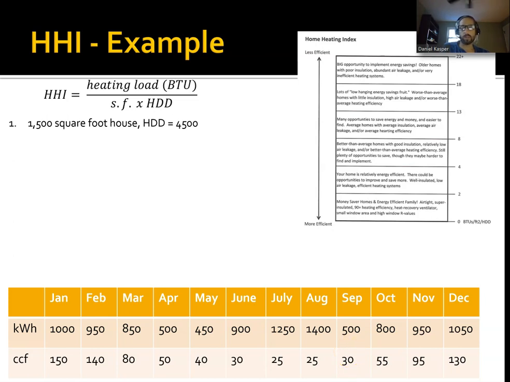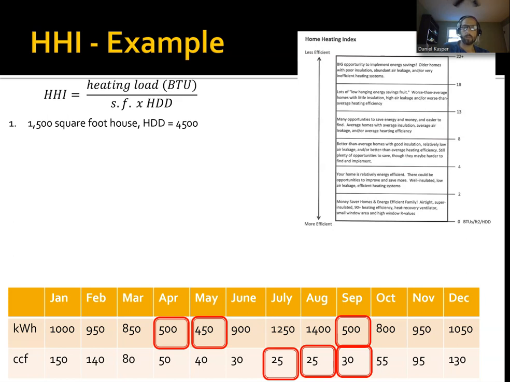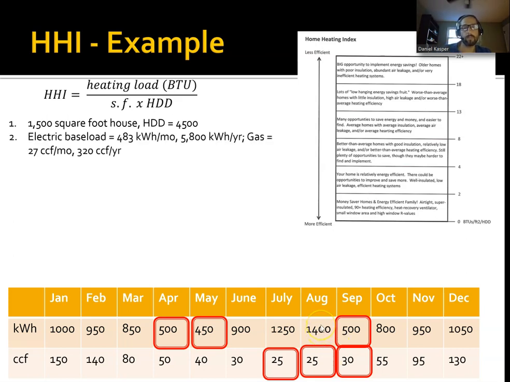So first thing we need to do is calculate our electric and our gas base load. Now this I've already gone over in a previous video, but you take the 3 lowest months of electricity, the 3 lowest months of gas, you average them out, and that is your monthly base load for electricity and gas. Okay, so 483 kilowatt hours a month if you do the math for electricity, which is 5,800 kilowatt hours a year, and then gas is about 27 CCFs per month. These numbers are rounded, it's fine. Base load is an approximation, so you don't need to get crazy with decimal places. Okay, so now we have our base load.